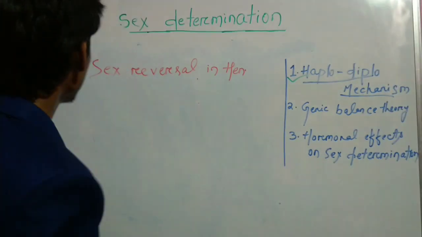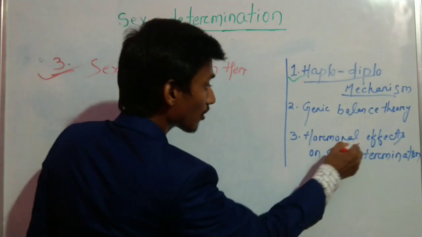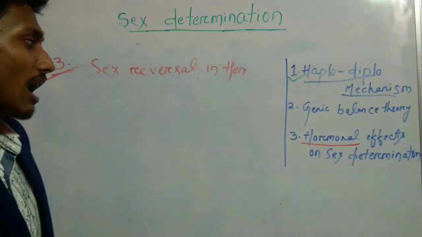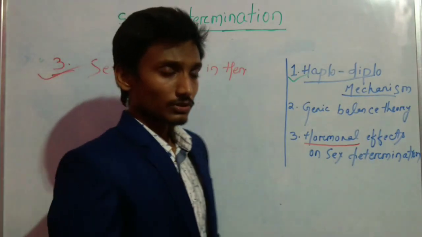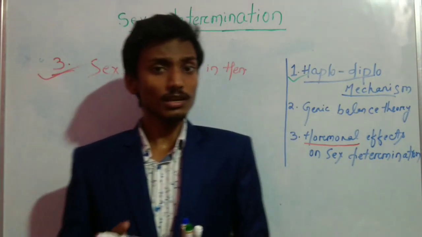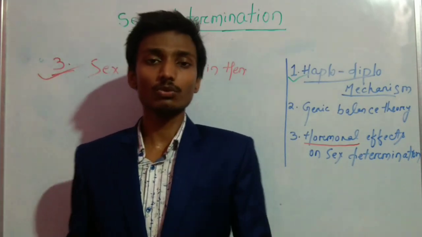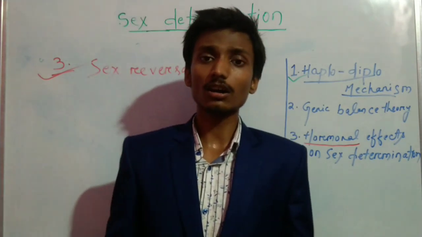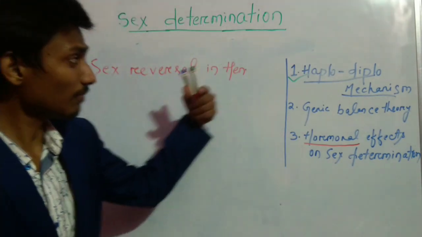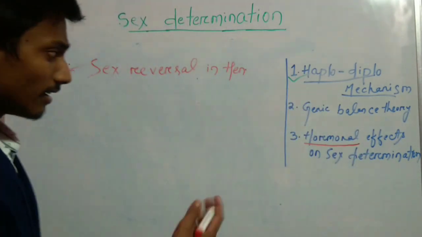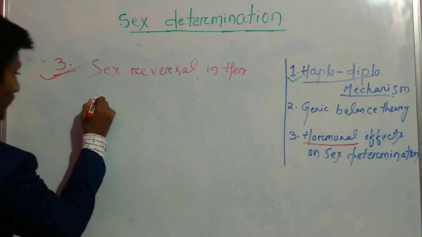So this is an example of sex reversal in hen, and this is due to the hormonal effect on sex determination. How did the hormone affect this sex determination? According to Crew, the ovary was producing its hormones and it was suppressing the activities of the testes. In the absence of the ovary, the hormones of the testis were activated and the hen turned into a cock. And the second example of this hormonal effect on sex determination is the free martin.